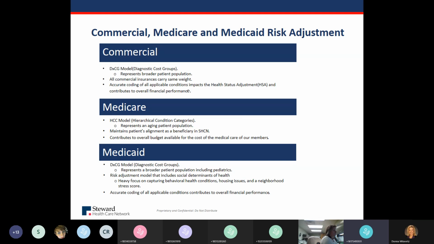For commercial and Medicaid, because it's not reported by the payers, we use a Johns Hopkins model that's very similar. And we just had to figure out what are these chronic conditions that didn't already overlap with the Medicare population that we believe has risk value. Next slide.